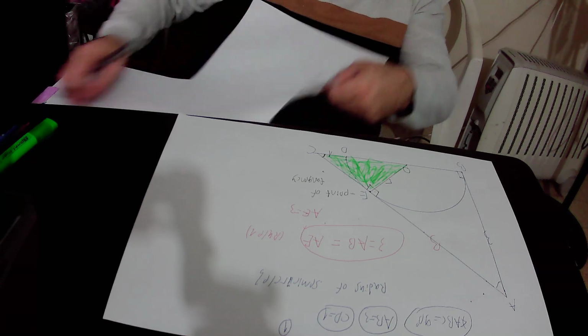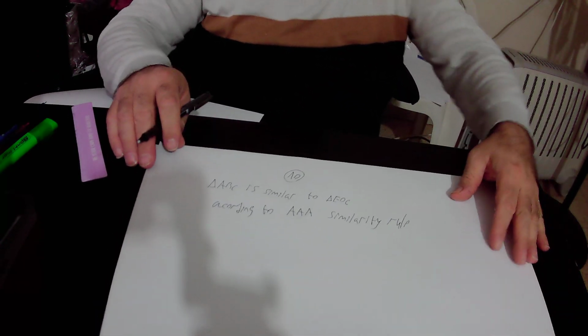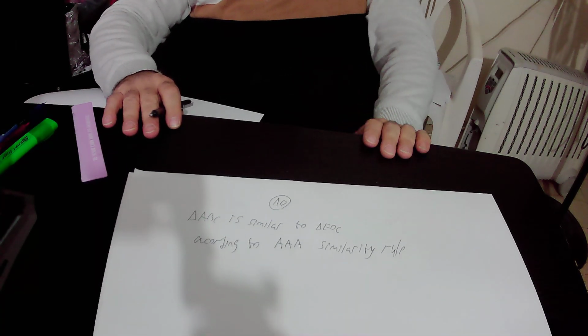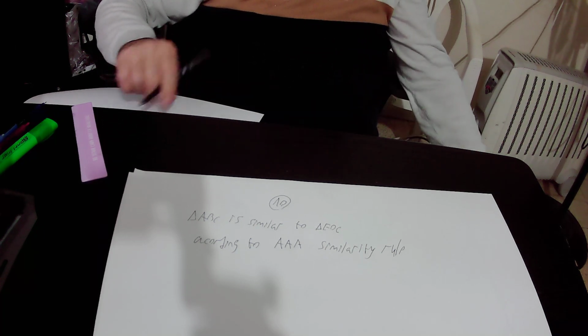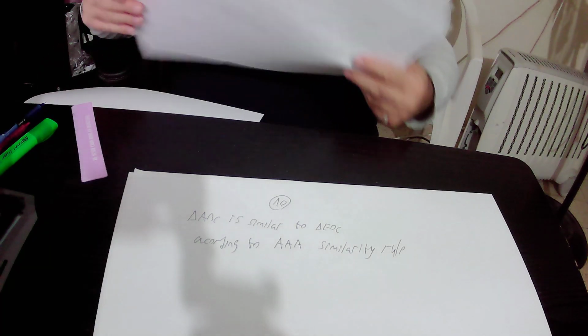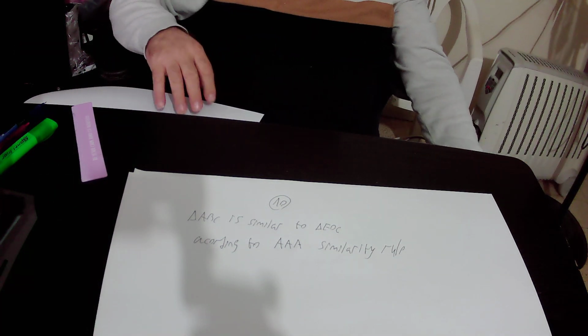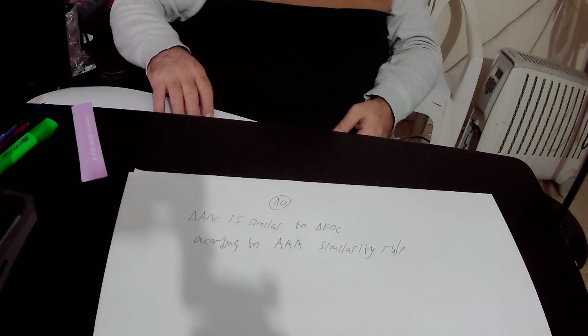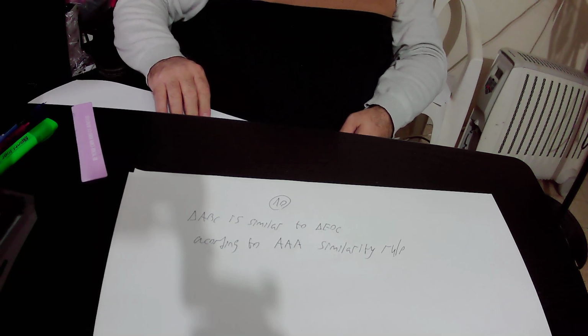I will repeat again. We actually proved that triangle ABC is similar to triangle EOC according to the angle similarity rule. So, what is the angle similarity rule? The angle similarity rule says that if you prove that three angles of one triangle are equal to three angles of another triangle, then those two triangles are similar to each other.